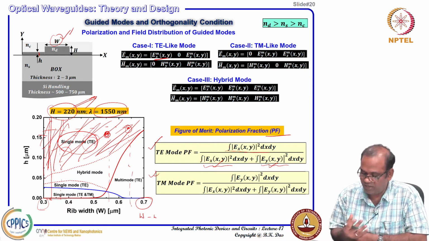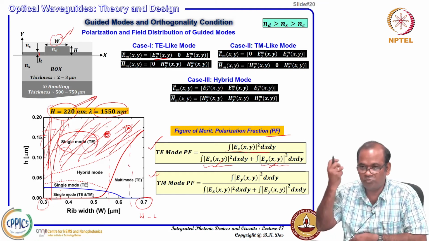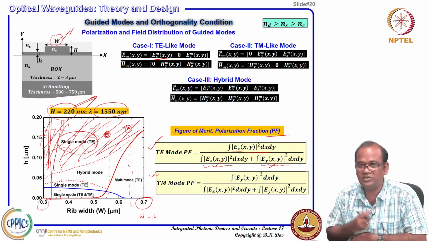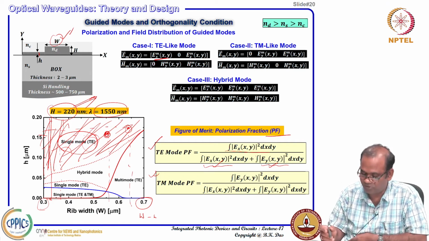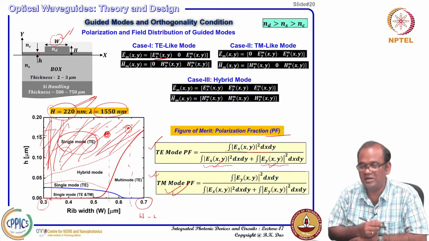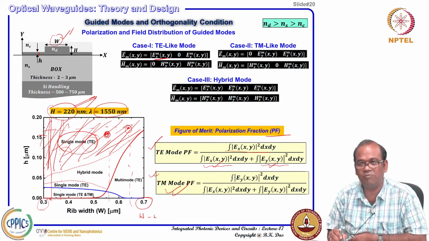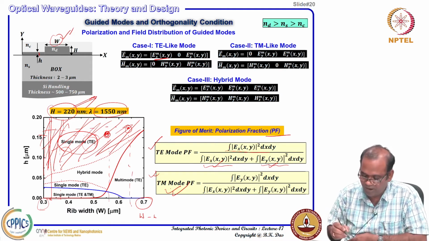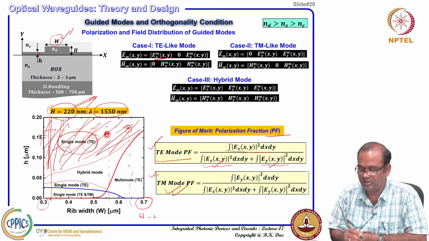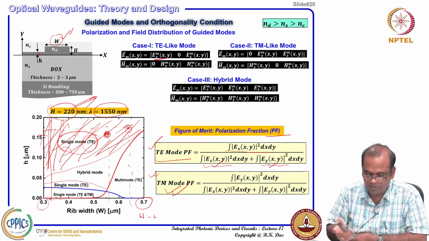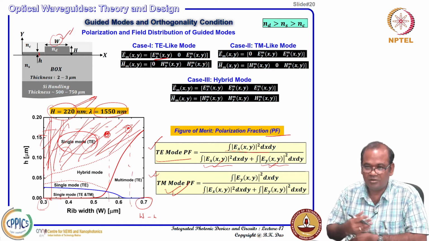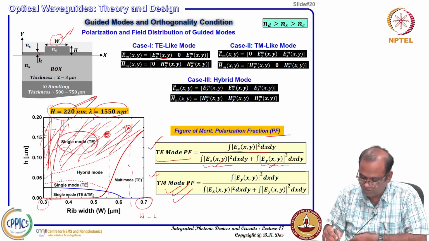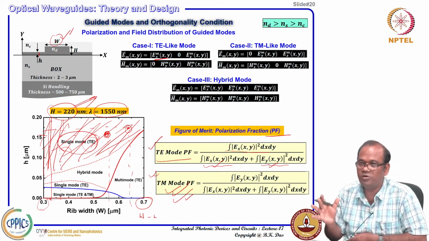So, if this fraction is very high, more than 90%, then we call it TE polarized. If it is less than 50%, maybe only 10% or something like that, then the TM polarization fraction will be higher, so we call that a TM mode. Based on that, when the TE polarization fraction is more than 90%, we call it TE, and if it is about 10%, it is TM, otherwise we call it hybrid.